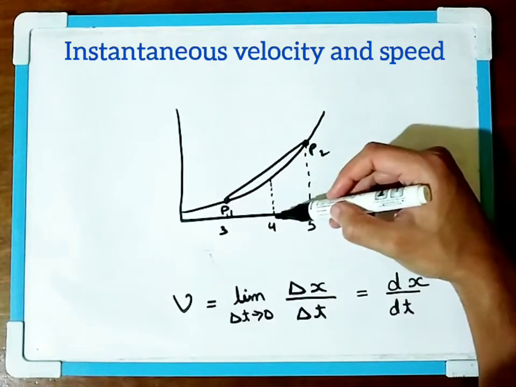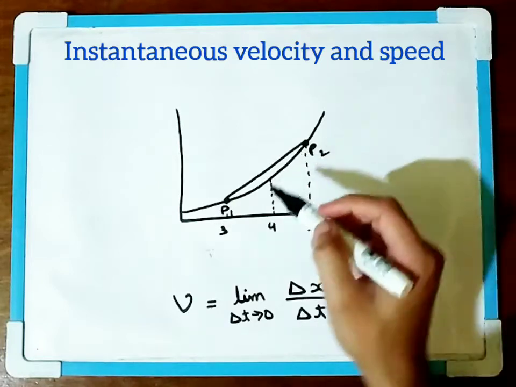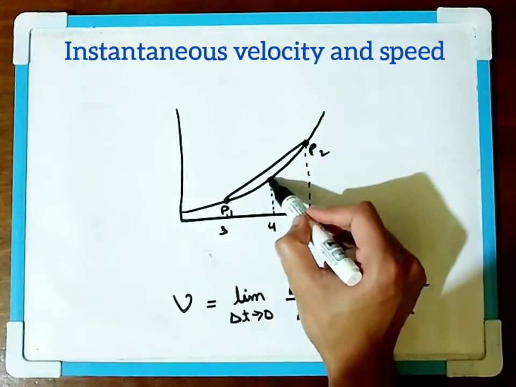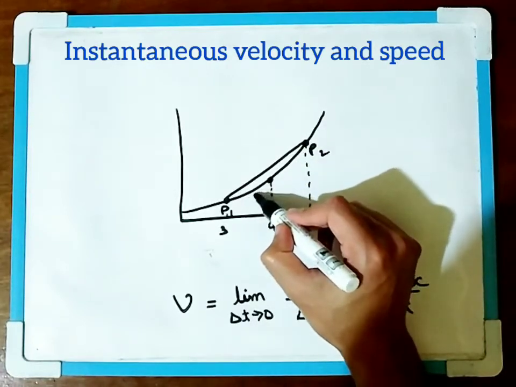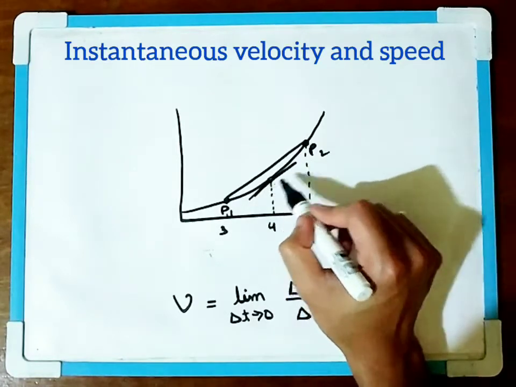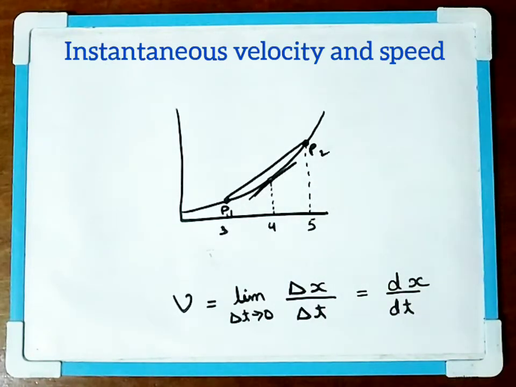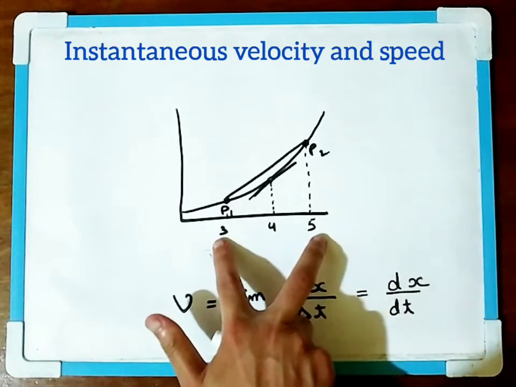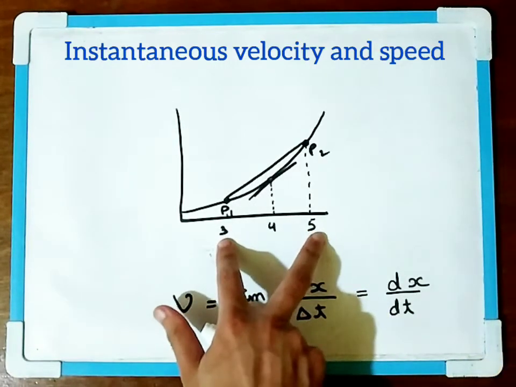To find the velocity at this 4 seconds, we'll have to draw a tangent at this point. This is a curve, so a tangent is a line touching the curve at this point. The slope of this tangent will actually give us the velocity at 4 seconds. To do that, we'll have to decrease the time interval. From 3 to 5, the time interval is 2 seconds.